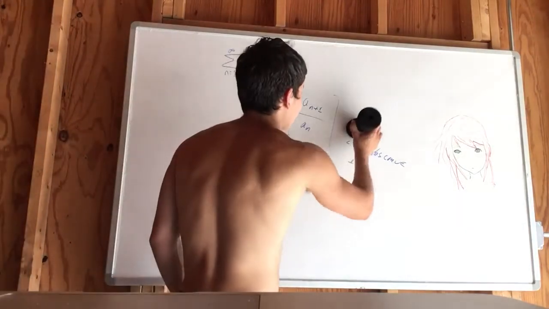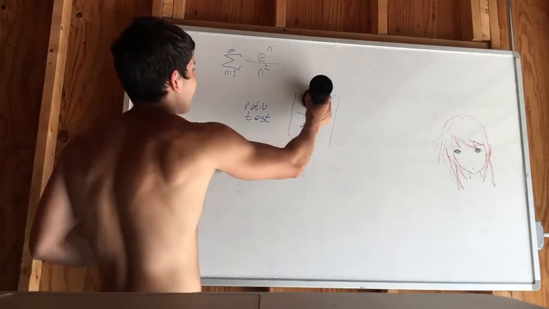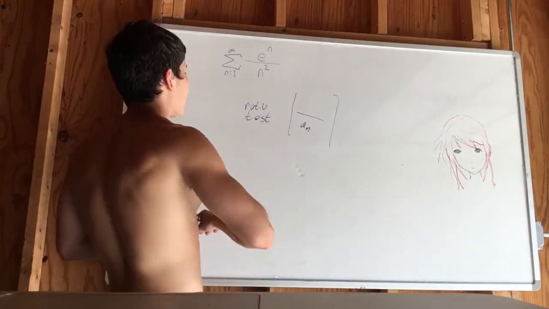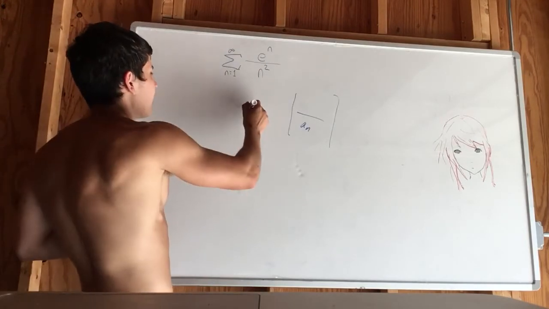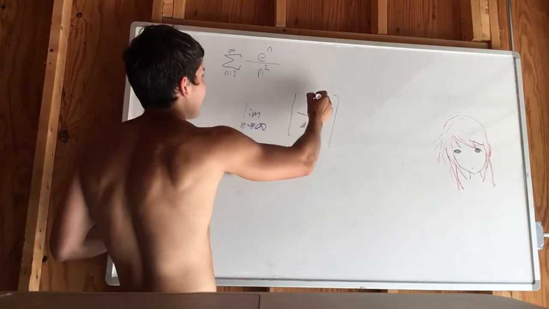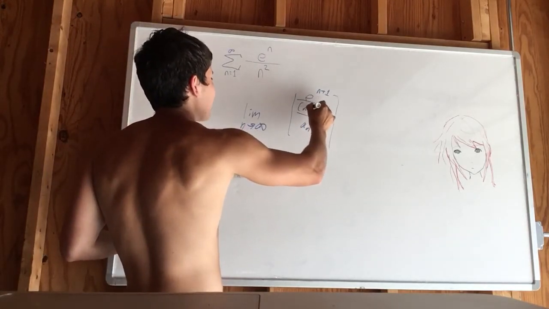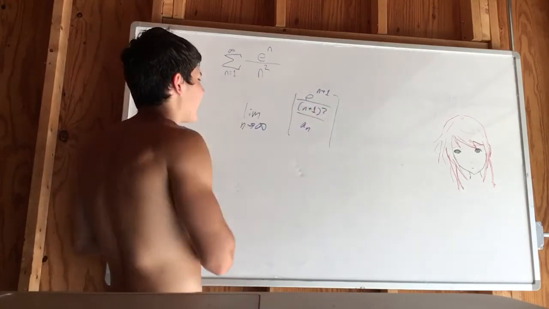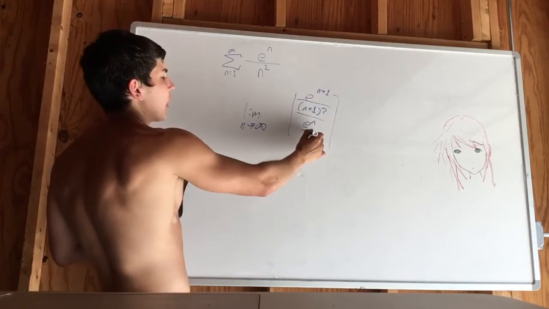So let's try this. Let's plug in n plus 1 for all n's and have that in the numerator. And we're going to take the limit, of course, as n approaches infinity. So limit as n approaches infinity of e to the n plus 1 over n plus 1 squared, over the original version, e to the power of n over n squared.